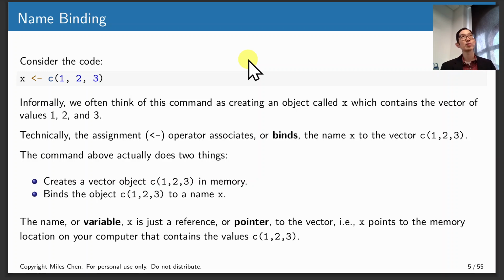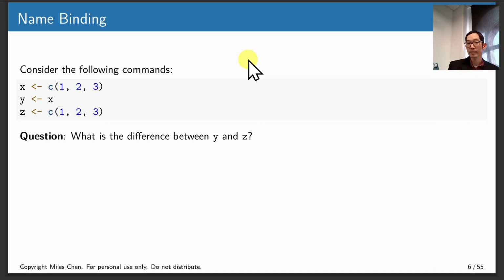Okay, so inside your computer's memory, there's now an object that has the values 1, 2, 3, and then the name x points to that thing. So the name or variable x is just a reference or a pointer to that vector. The name x points to the memory location on your computer that contains the values 1, 2, 3. Okay. All right, what happens here?